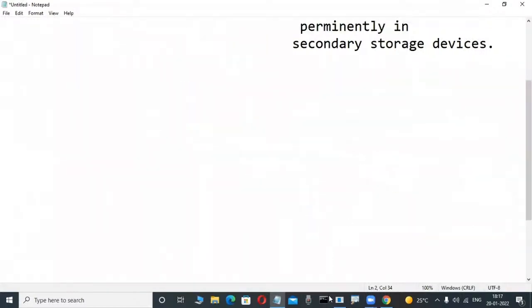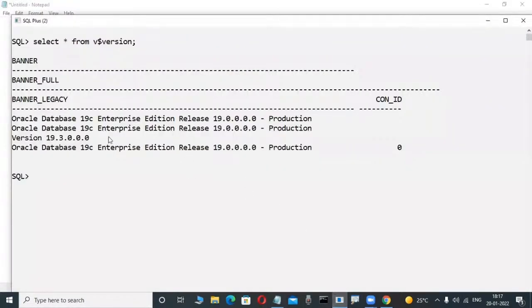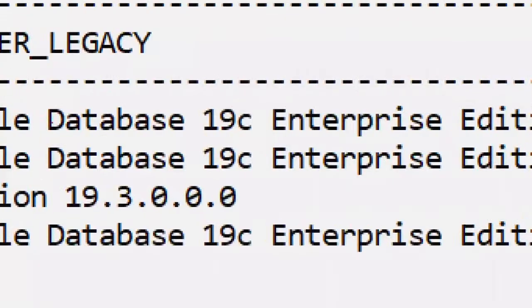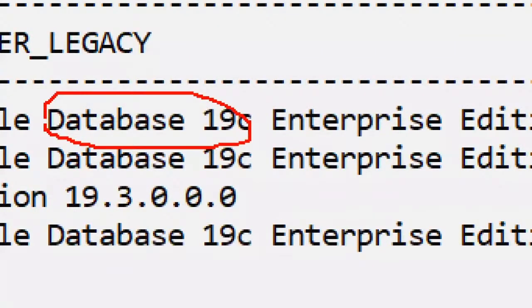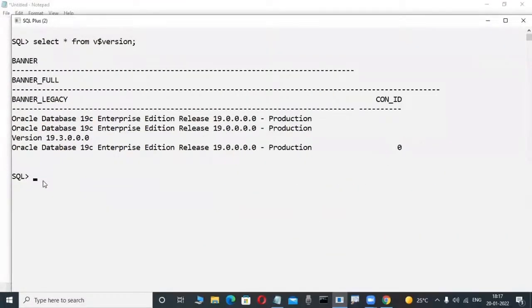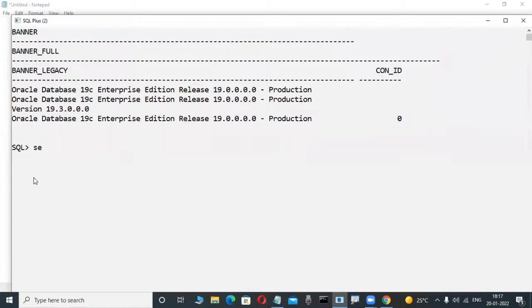Now check it out, concentrate here. For example, don't worry, suppose this is an Oracle database in my system. So many classes we are teaching, that's why so many tables are there. Check it out, observe it here, in my Oracle database, observe it here.